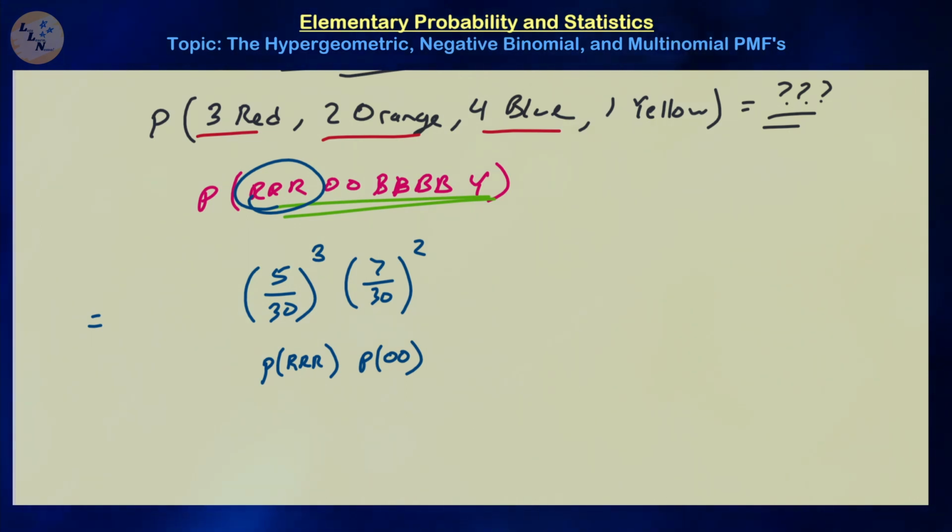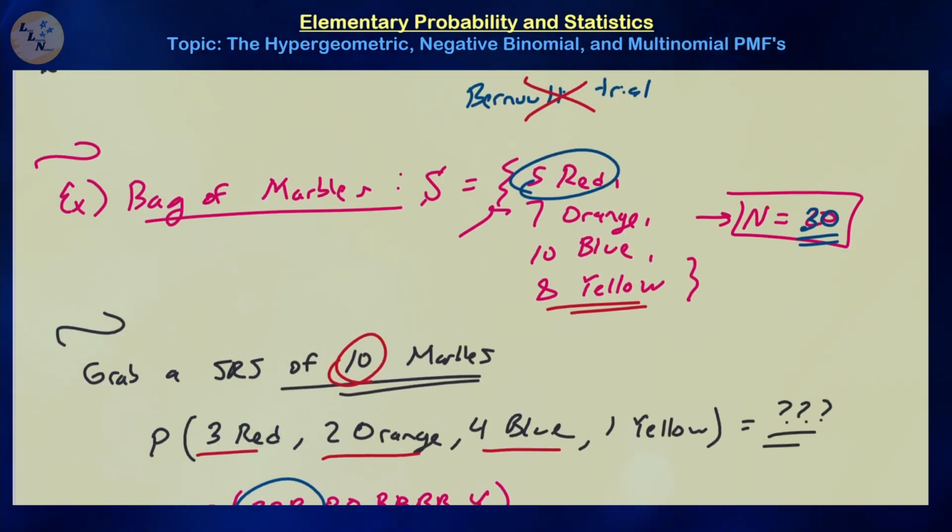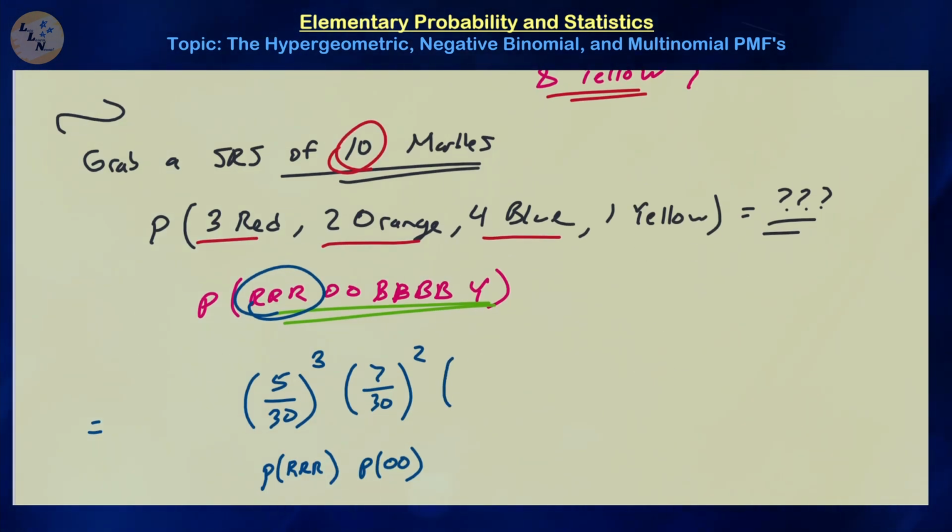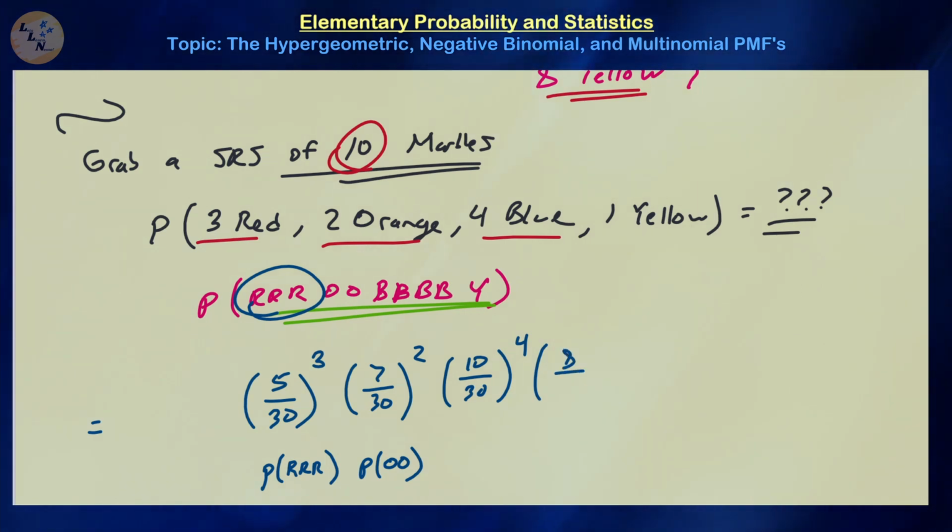Now how many blue marbles do I have? The probability of selecting 1 blue marble is going to be 10 out of 30. Keep in mind we're selecting them at the same exact time, so each of them is 10 out of 30, to the power of 4. And then we want 1 yellow, and there originally were 8 of them, right? So that's to the power of 1.